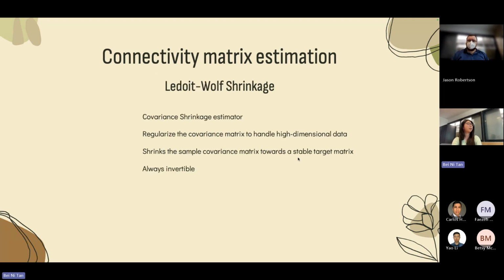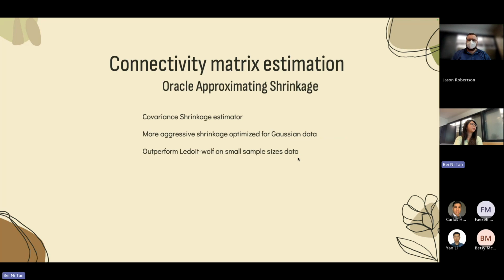And the Ledoit-Wolf shrinkage is a covariance shrinkage estimator, and it can regularize the covariance matrix to handle higher dimensional data. It will shrink the sample covariance matrix, just the normal baseline covariance matrix, but they call it the sample covariance matrix. They will shrink it towards a stable target matrix, and usually it will be the identity matrix. And it's also always invertible.